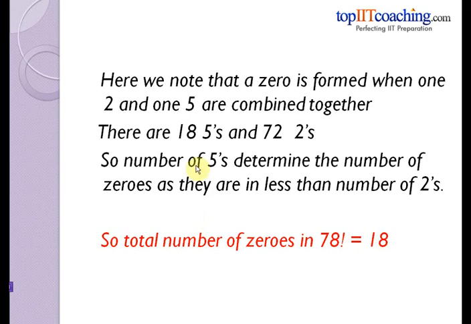Once again, what we have done here is, we have found the exponent of 2 in 78 factorial and the exponent of 5 in 78 factorial. The exponent of 5 in 78 factorial is 18 and the exponent of 2 in 78 factorial is 72. As we see, the exponent of 5 is less than the exponent of 2, that is 18 is less than 72. So the total number of zeros in 78 factorial is equal to 18.